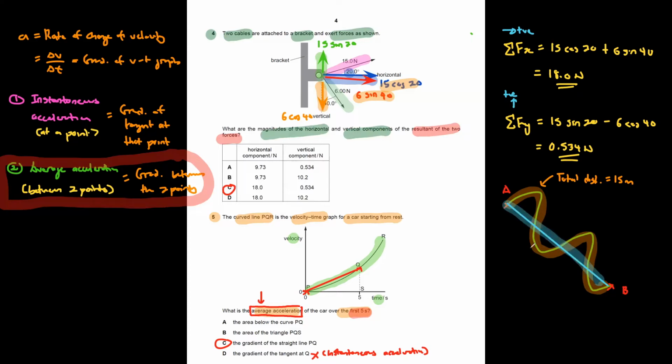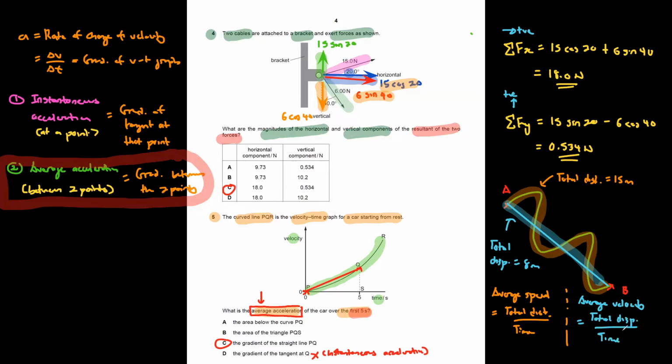This one here is total displacement of say maybe 8 meters. So in your case here, if you are trying to find average speed, this one would be total distance divided by time taken. But let's just say you're being asked to find the average velocity, this one will be total displacement divided by your time taken.